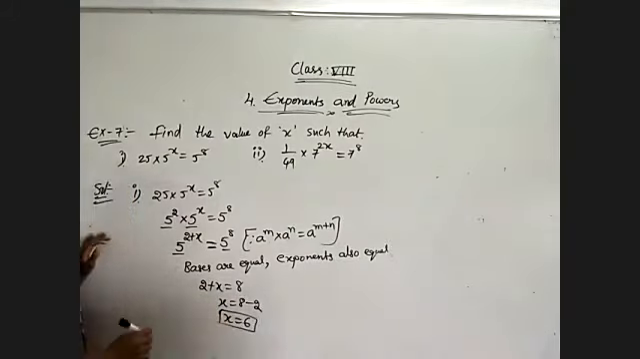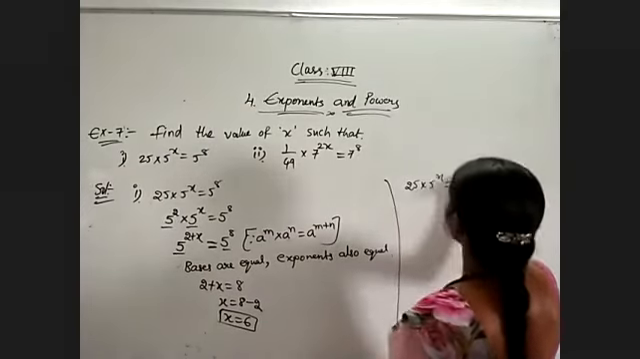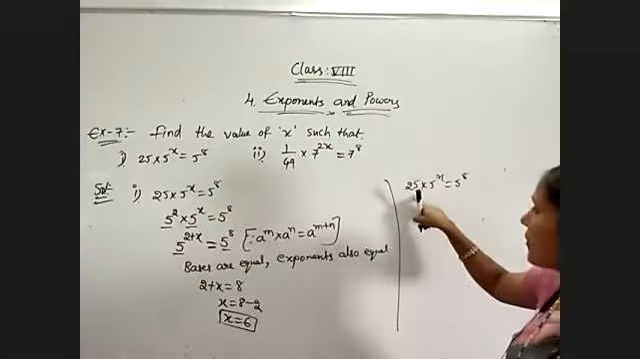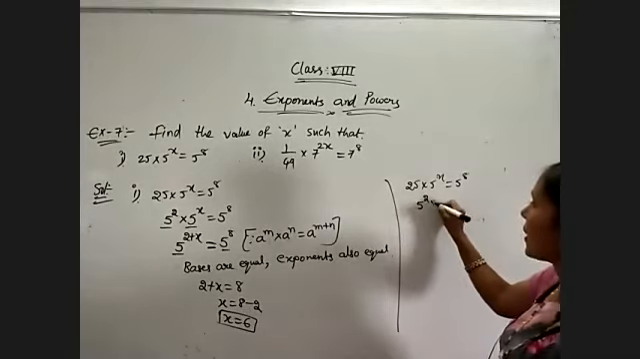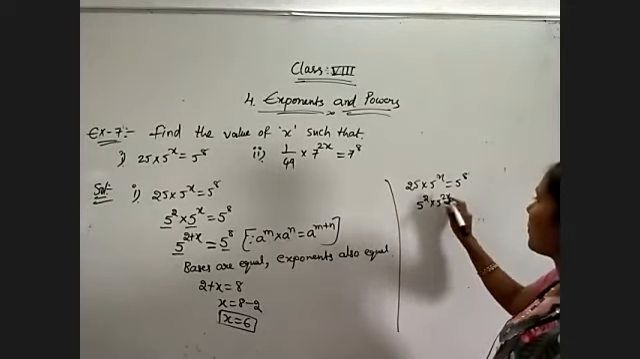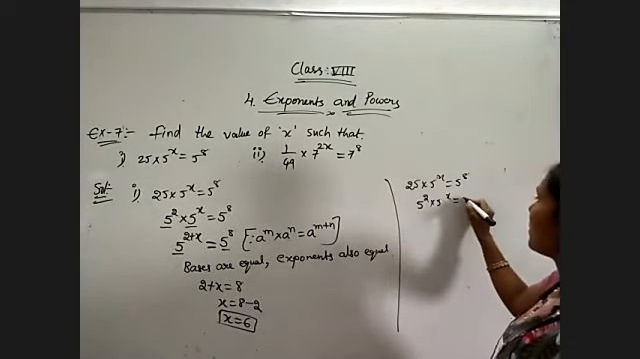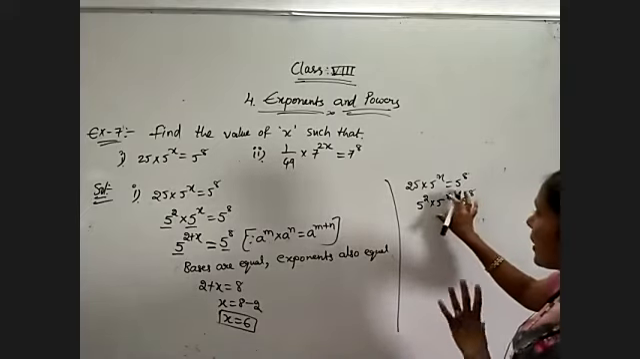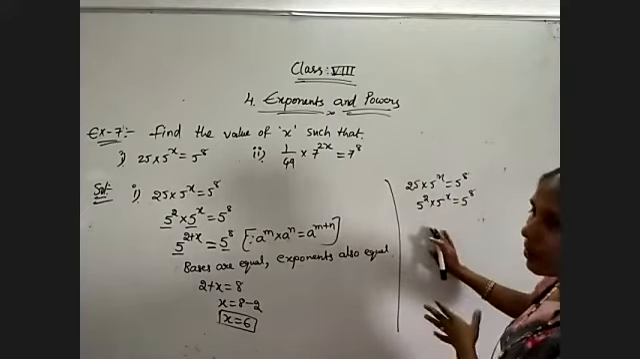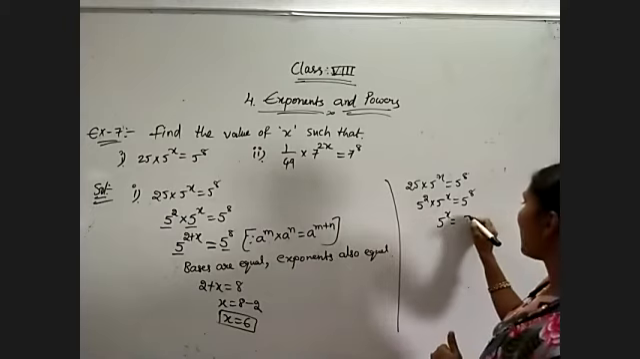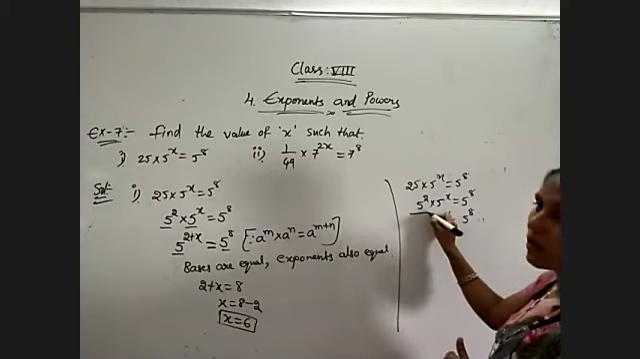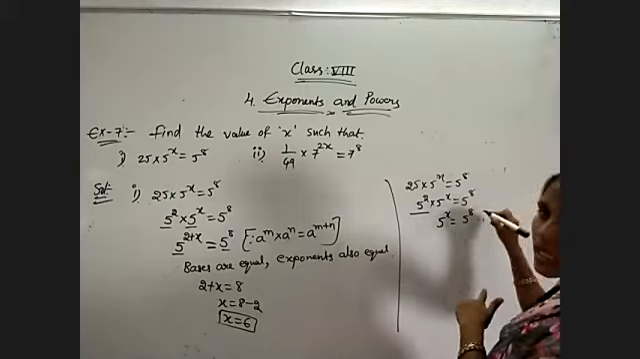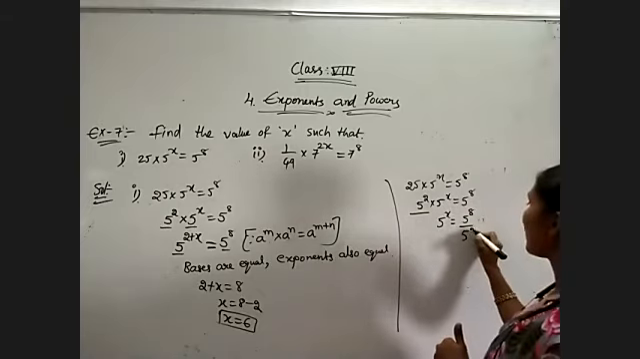25 into 5 power x is equal to 5 to the power of 8. First of all, represent 25 in terms of 5, that is 5 square into 5 to the power of x is equal to 5 to the power of 8. Then keep the variable term on this side, and bring the constant term to the other side. 5 to the power of x is the variable. 5 power 8 into 5 square I have. So by transposing, divide by 5 power 2.